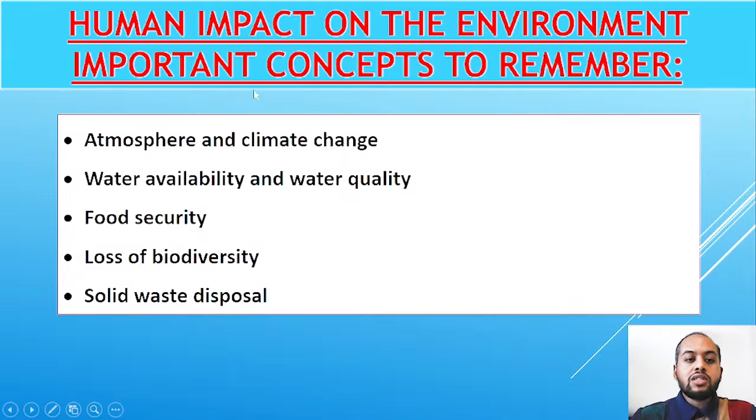Some of the important concepts that you need to remember with regards to human impact on the environment are as follows. The first subtopic in this section that was focused on was atmosphere and climate change. We then looked at water availability and water quality, food security, loss of biodiversity, and lastly solid waste disposal. These were the 5 subtopics which were touched on in human impact on the environment.